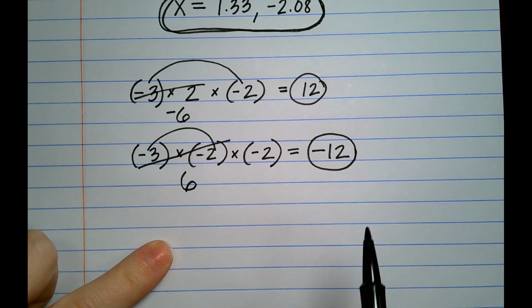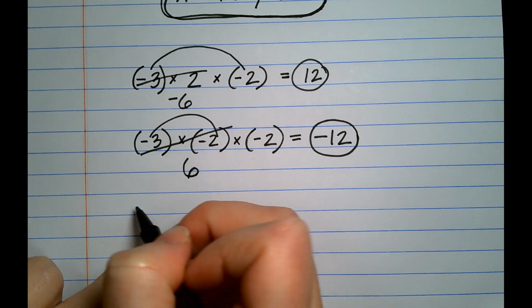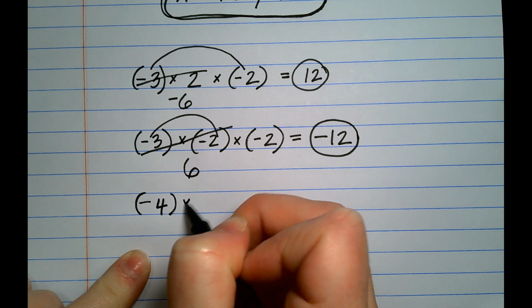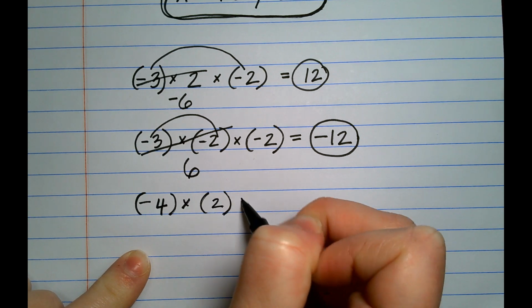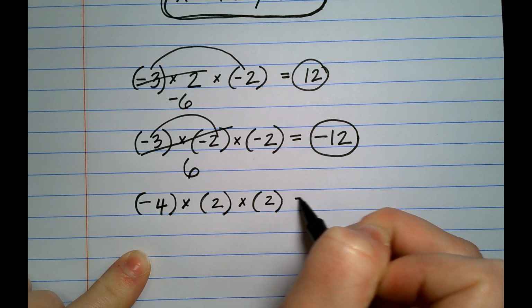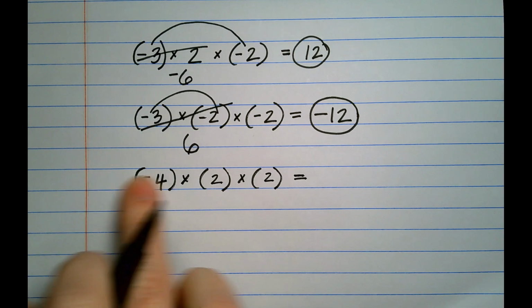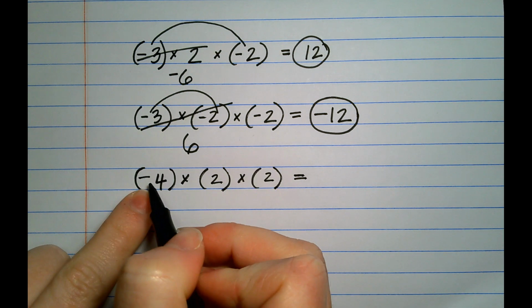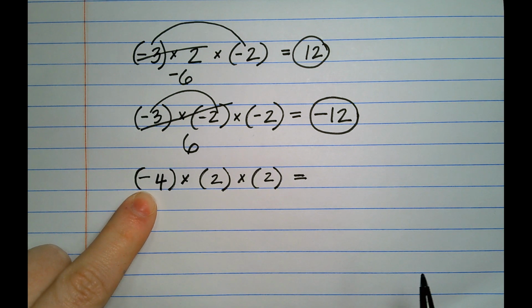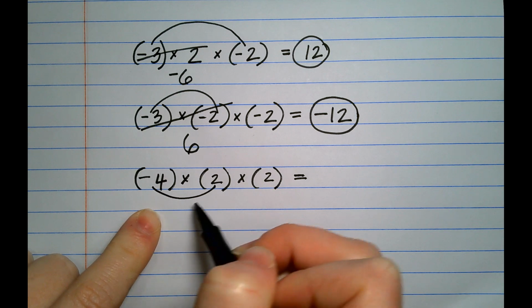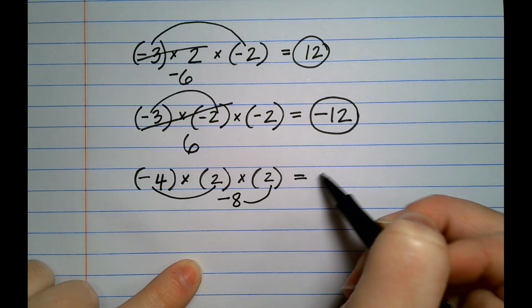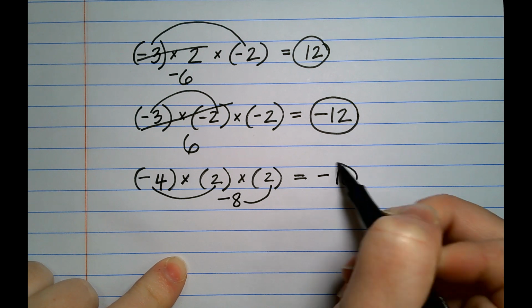What if, for example, we had a negative and 2 positives? Without me working this out, do you think the answer would be positive or negative? Negative. We don't have another negative to cancel this negative out. Negative 4 times 2 is negative 8, times positive 2, negative 16.